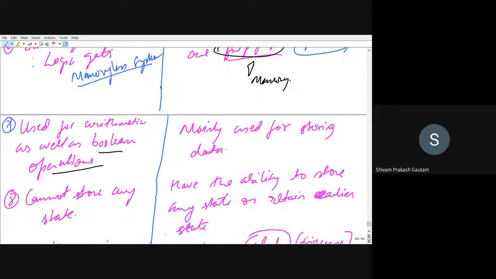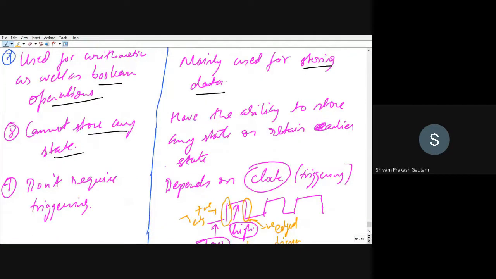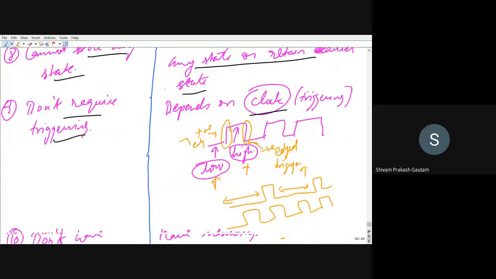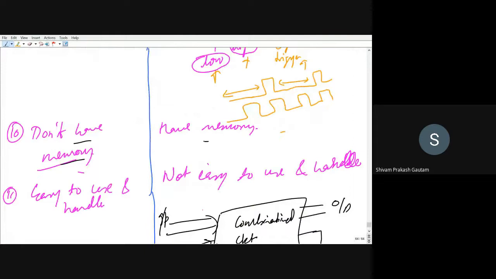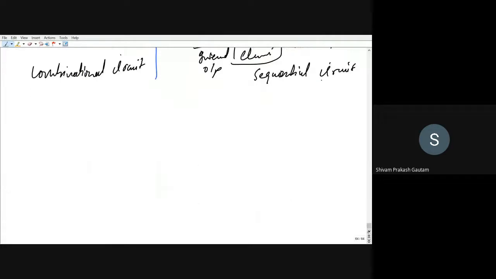Sequential is mainly used for storing the data. Combinational cannot store any state. Sequential has the ability to store any state and retain its earlier state. Combinational does not require triggering. Sequential requires some amount of triggering. Combinational does not have memory element. We have seen sequential has memory element. Combinational is easy to use and handle, and sequential is somewhat little difficult as compared to the combinational, right?